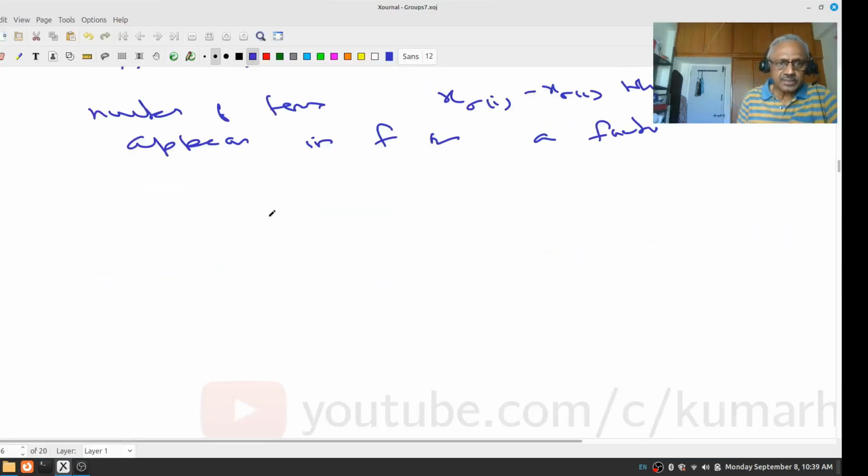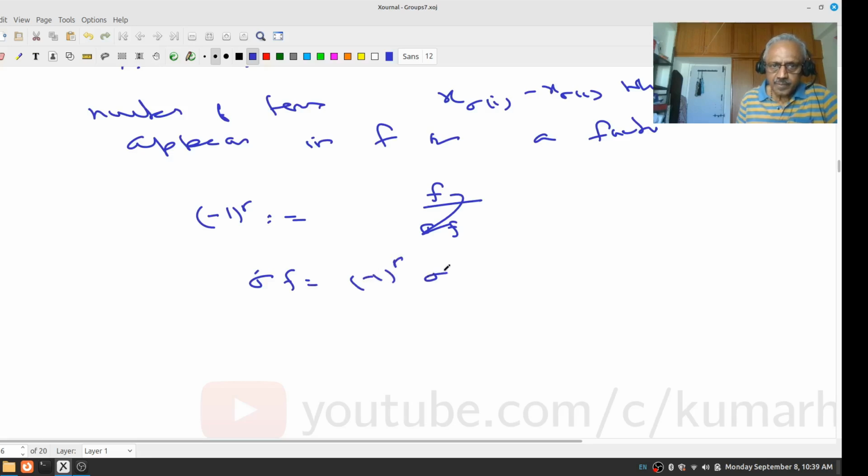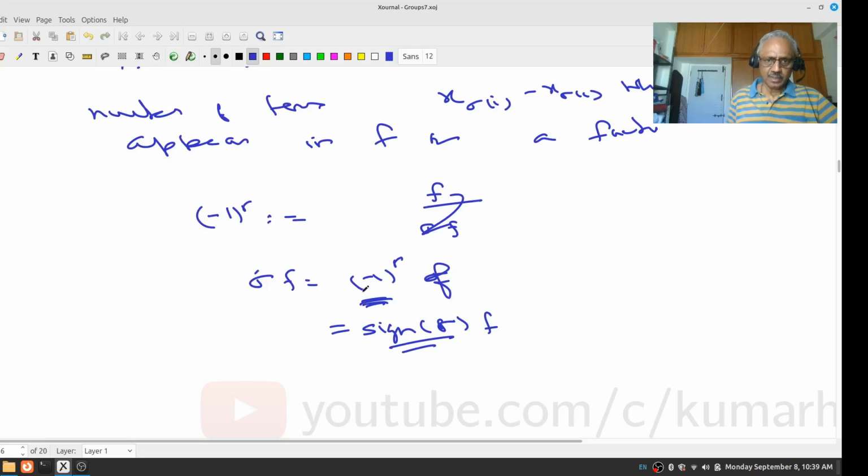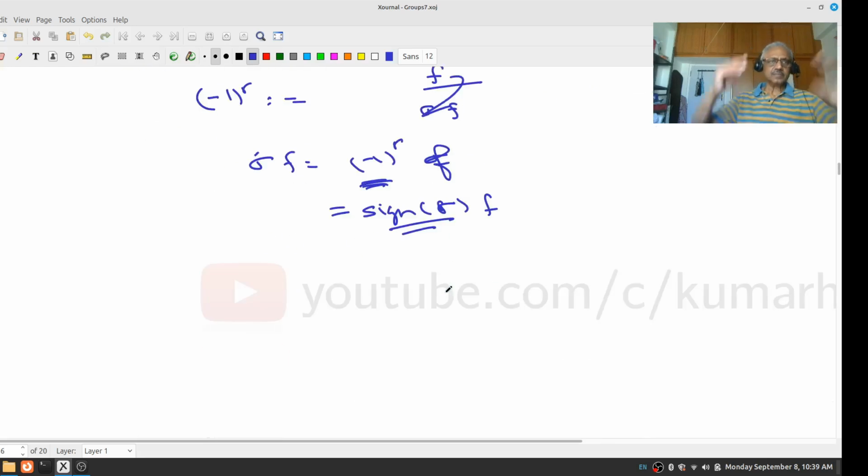Therefore, this minus 1 to the power r, how do I define it? Look at f as a polynomial and look at the polynomial sigma f. That is, sigma f is minus 1 to the power r times f. This we denote as sine of sigma. Sine of sigma is defined by this number, by this formula. You apply sigma to f, then I know it has to be either plus or minus times f, and that sign is what you call plus or minus.